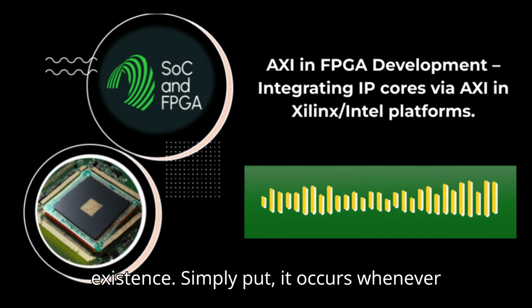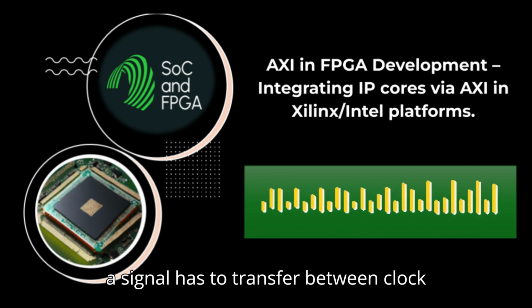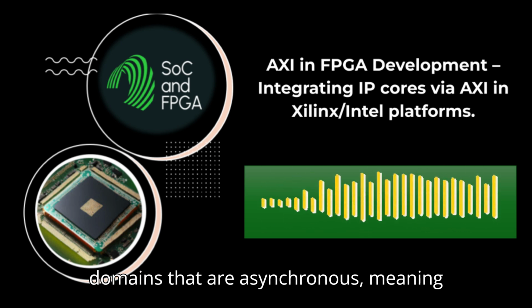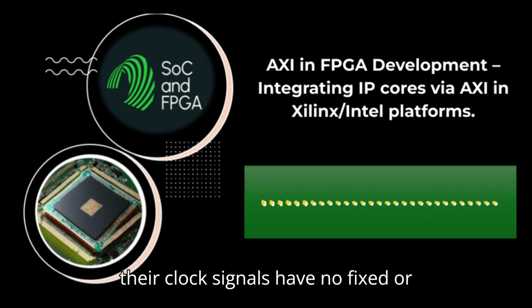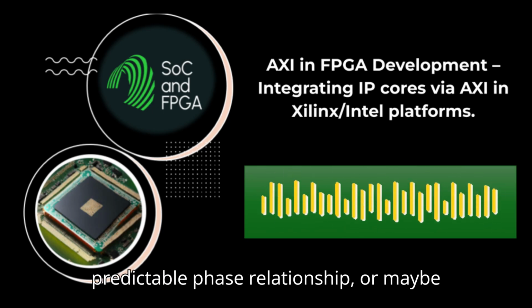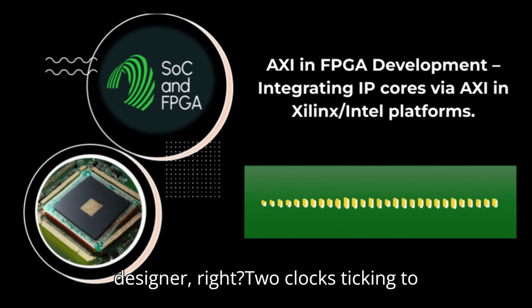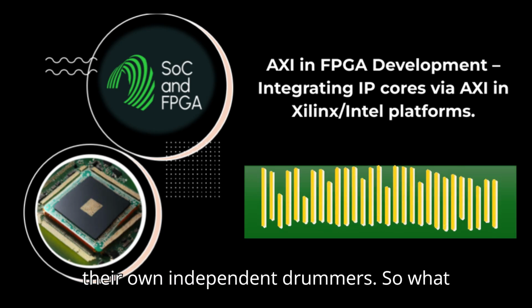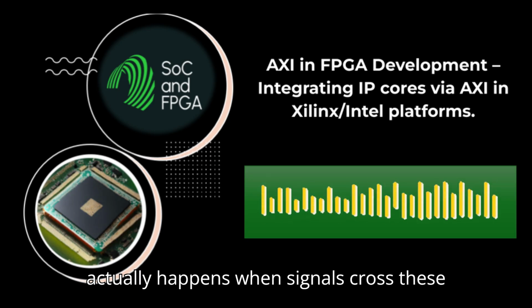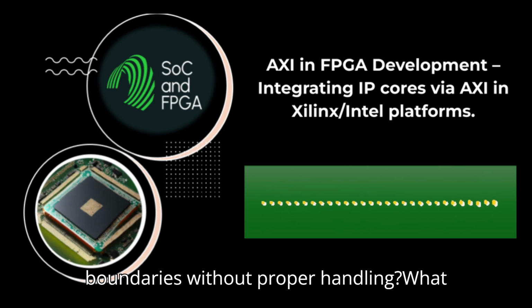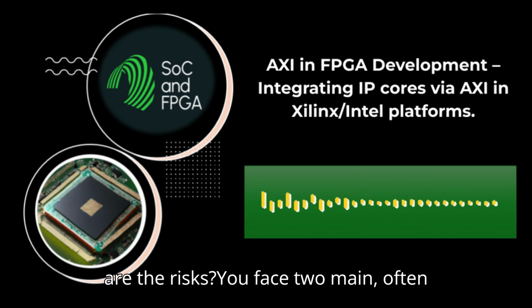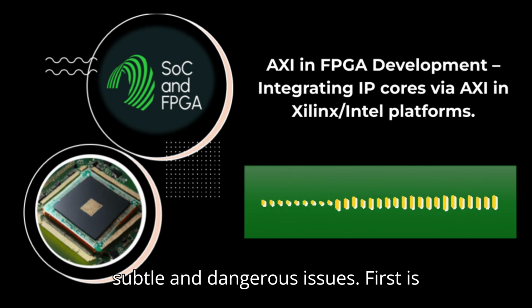Simply put, it occurs whenever a signal has to transfer between clock domains that are asynchronous, meaning their clock signals have no fixed or predictable phase relationship, or maybe just a relationship that's unknown to the designer. Right. Two clocks ticking to their own independent drummers. So what actually happens when signals cross these boundaries without proper handling? What are the risks? You face two main, often subtle and dangerous issues.